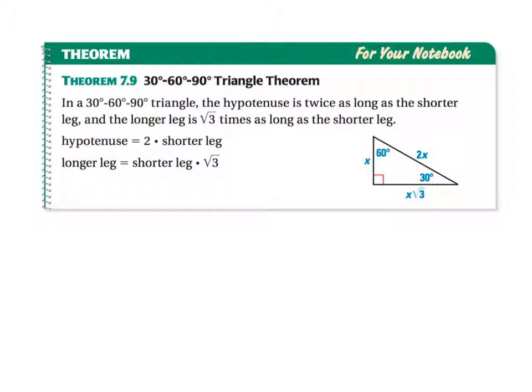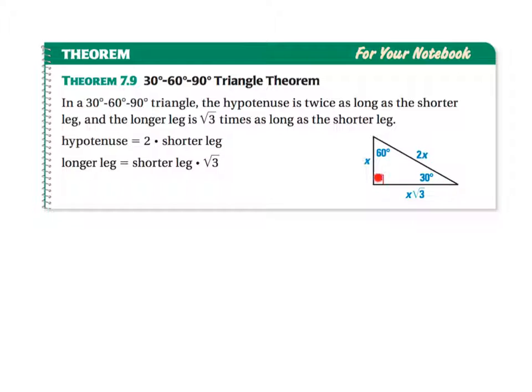Now we're on to our second special right triangle, which are 30, 60, 90 triangles. So here's theorem 7.9, the 30, 60, 90 degree triangle theorem. In a 30, 60, 90 degree triangle, the hypotenuse is twice as long as the shorter leg, and the longer leg is the square root of 3 times as long as the shorter leg. So everything is based off of the shorter leg.